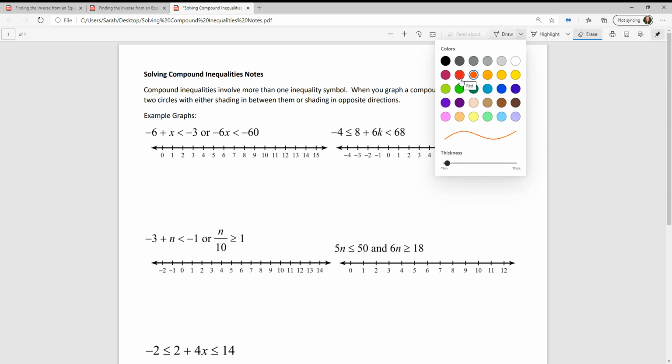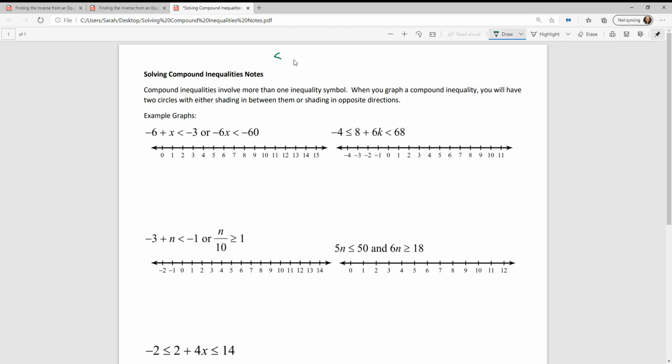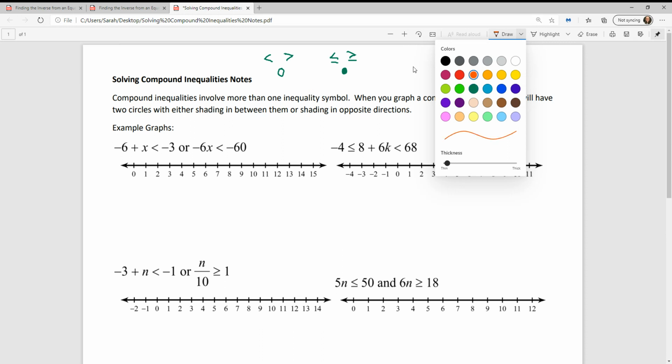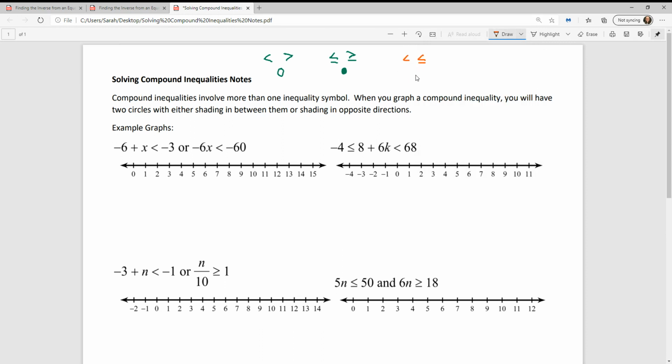Quickly, before we do any solving here, let's remind ourselves: if we are dealing with a less than or greater than, it's an open circle. But if we're dealing with a less than or equal to or greater than or equal to, it's a closed circle. Also, which direction do we shade? If we are dealing with less than or equal to, we shade to the left. If we are dealing with a greater than or equal to, we shade to the right. We'll come back to all these as we solve these.